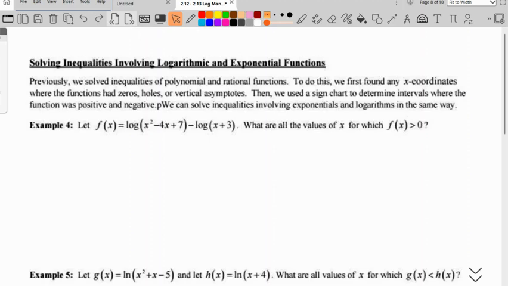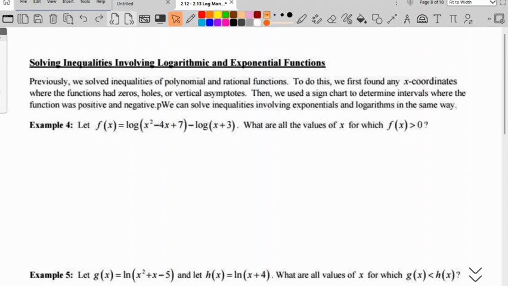Okay, and so that's the same thing we're going to do with inequalities. They say it's even easier with inequalities. I don't know that I think it's easier, but it is the exact same process. So let's go ahead and try this. It says, let f of x equal log of x squared minus 4x plus 7 minus log of x plus 3. What are all the values of x for which f of x is greater than 0?